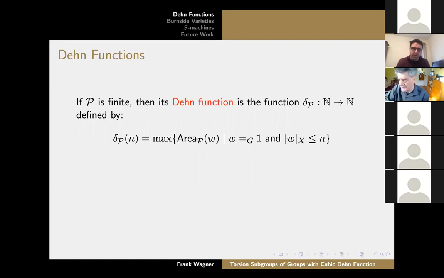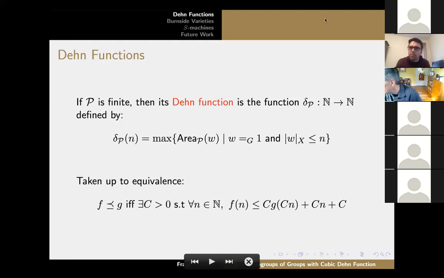If our presentation is finite, then we define the Dehn function as a function that takes in a natural number n and tells us the maximum area of a word of length n which represents the identity. We can think of it in terms of the n-ball in the Cayley graph with generators X. All right, so we define this Dehn function.